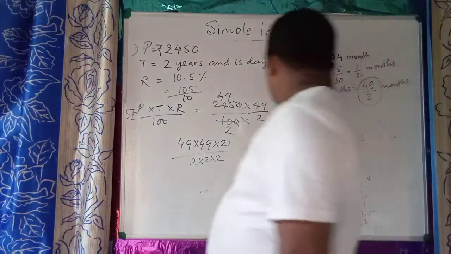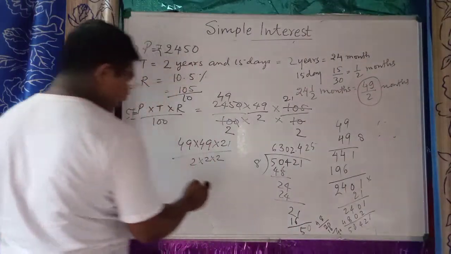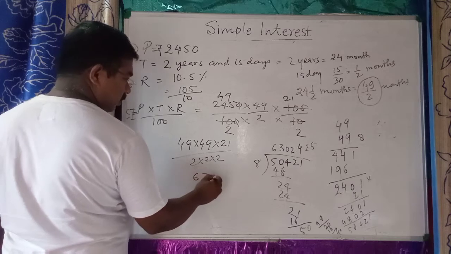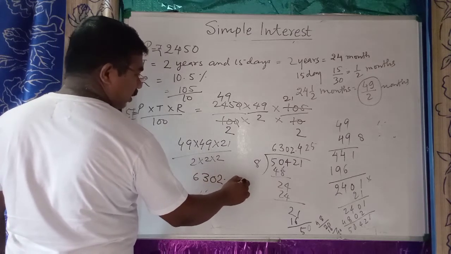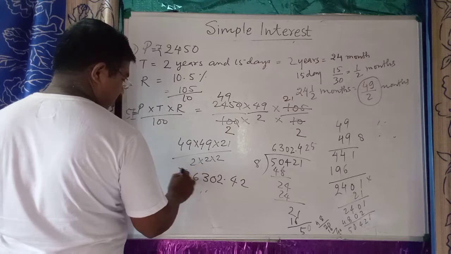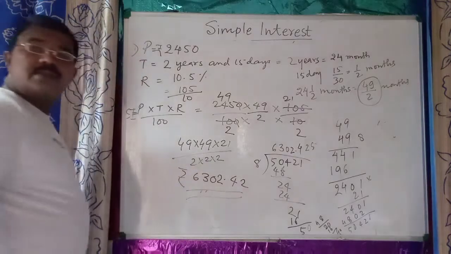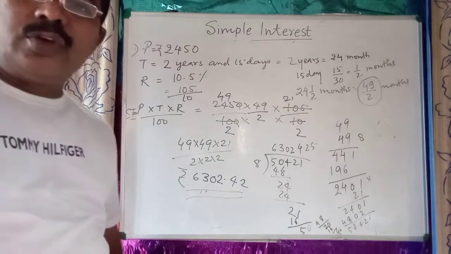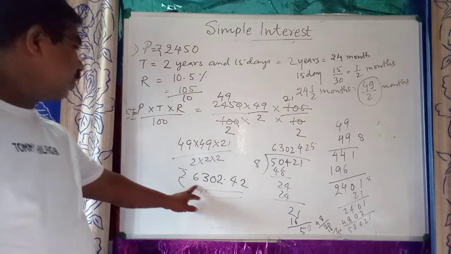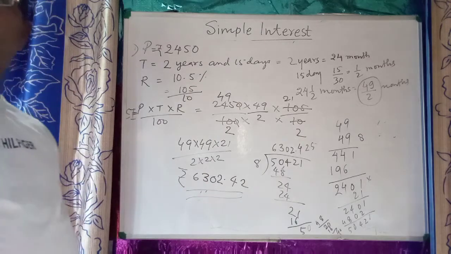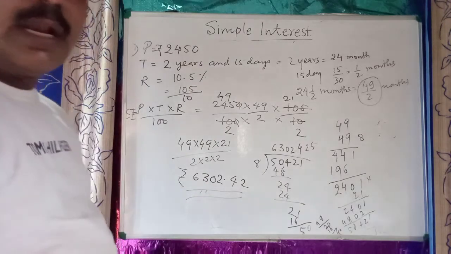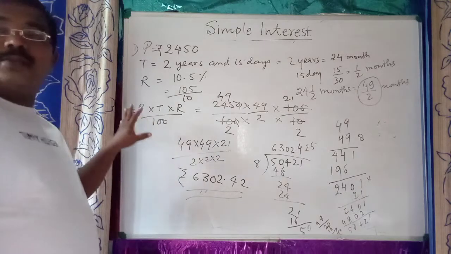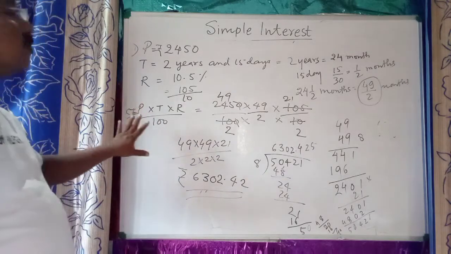Here we will get the answer like this: 6,302 rupees 42 paise. We get the answer 6,302 rupees 42 paise, and you will get the answer like this. Now, I suppose all of you have understood this.